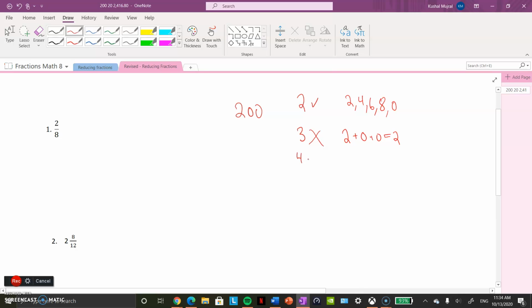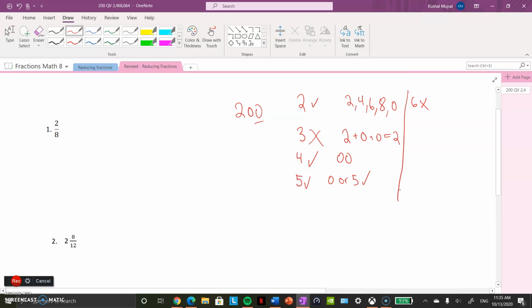Let's look at 4. So, for 4, if the last two digits are divisible by 4, then yes. So the last two digits here are 0, 0, and 4 is divisible into 0, so yes, this is divisible by 4. Let's look at 5. So if the last digit is a 0 or 5. The last digit here is a 0. So yes, it's divisible by 5. Let's look at 6. So for 6, it has to be divisible by both 2 and 3, and it's not divisible by 3. So it's not divisible by 6.